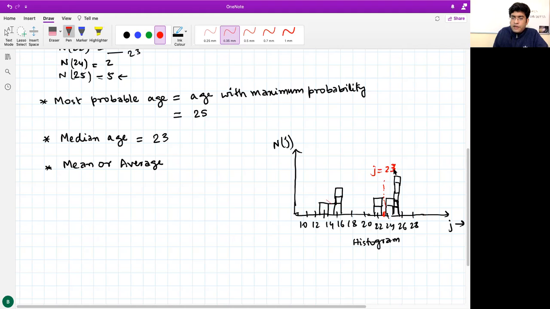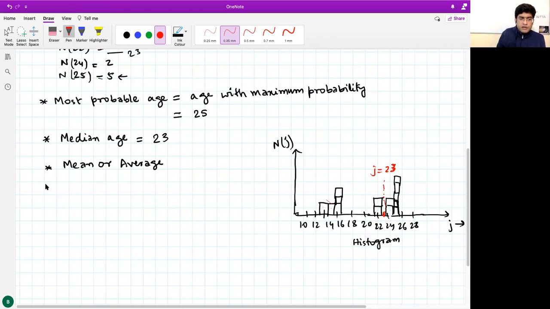Median is defined in such a way that the probability of getting a value lower than this is equal to the probability of getting a higher value. The probability of getting an age less than 23 is 1 2 3 4 5 6 7, so 7 by 14. On this side, the probability of getting an age higher than 23 is also 7 by 14. So this is 1 by 2, this is also 1 by 2. This is the median age.